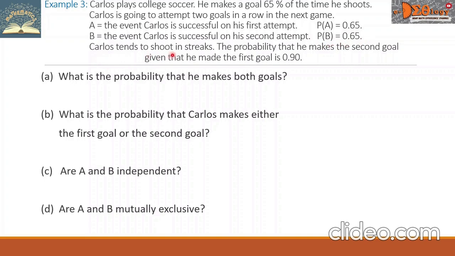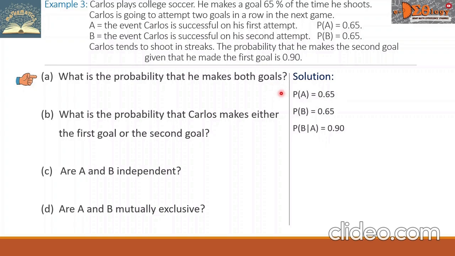Carlos tends to shoot in streaks. The probability that he makes the second goal, given that he made the first goal, is 0.90. We have here 4 questions. Let's begin with the first one, letter A. What is the probability that he makes both goals?